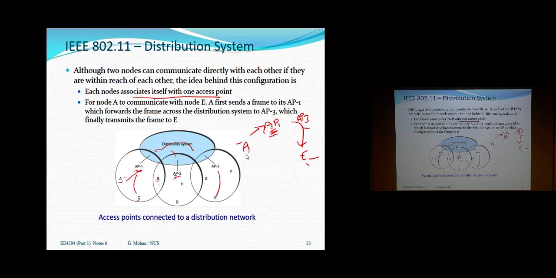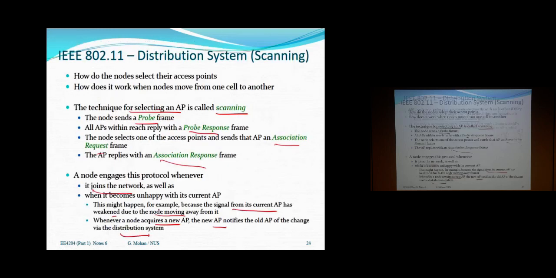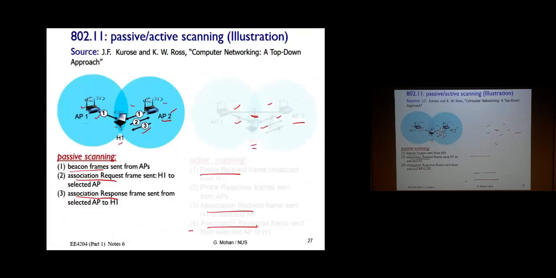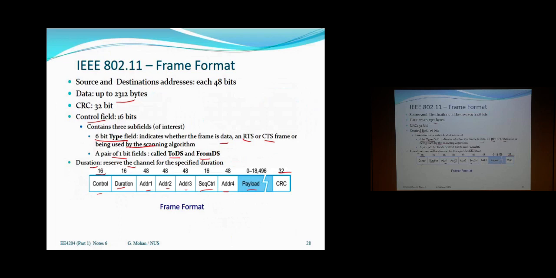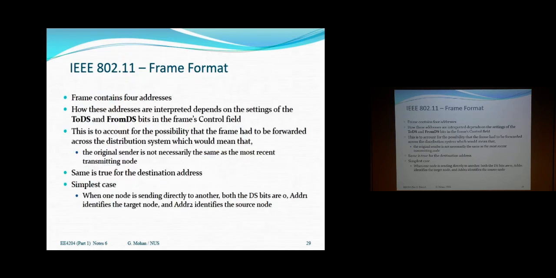This is the actual sender. This is the receiver. There are 2 intermediate nodes, which act as the intermediate receiver here and intermediate sender here. So there are 4 entities involved. To support this, there are 4 address fields: address 1, 2, 3, and 4. That's why we say to distributed system and from distributed system.